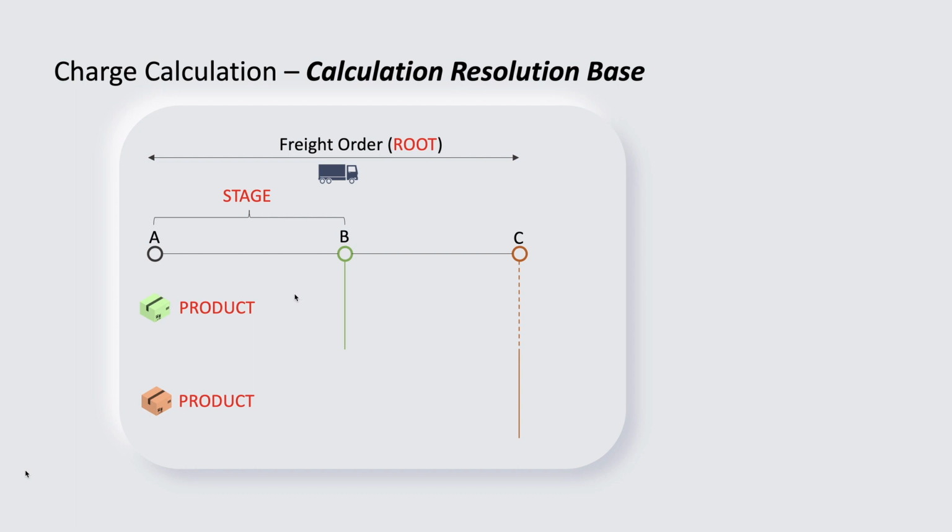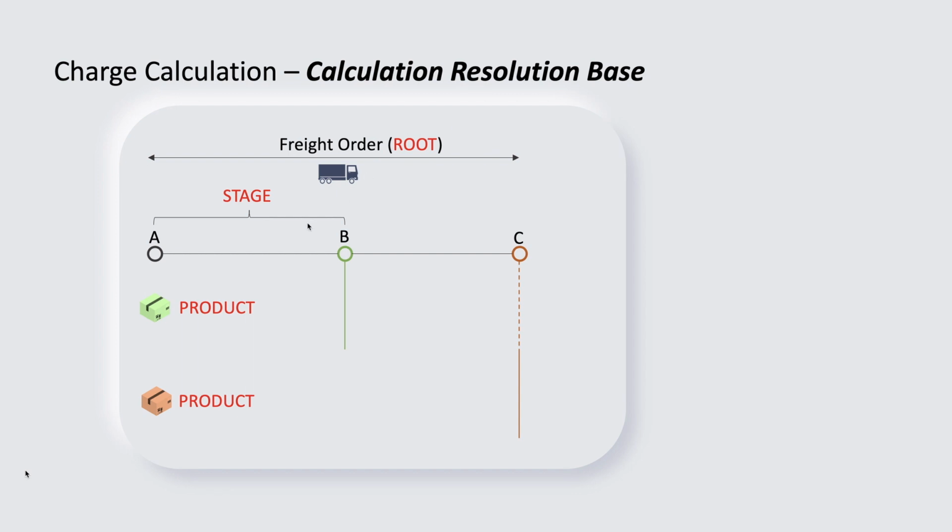different level, meaning that there are some charges that will apply at the freight order level, so independent of the number of stages or number of products being transported, it will be a charge that is applied to the entire freight order, and that is what we call technically the route level.